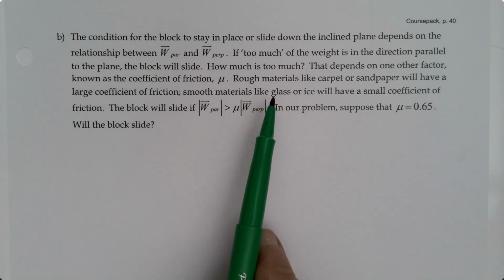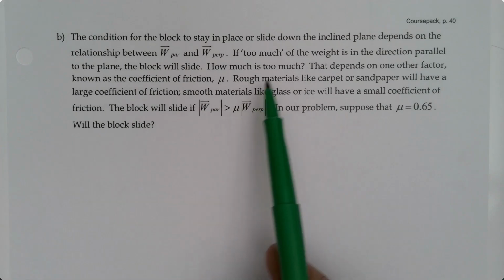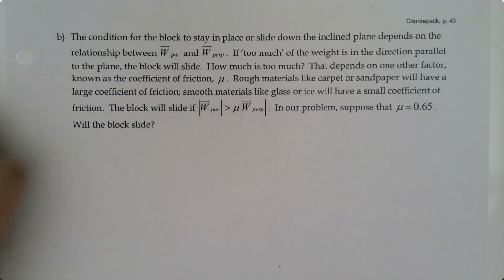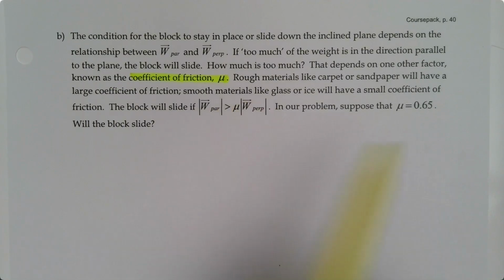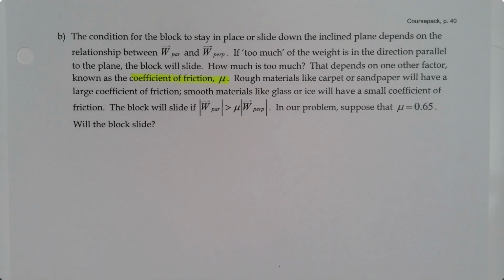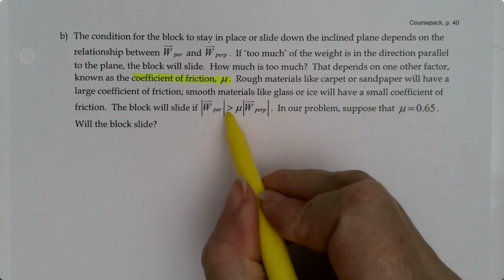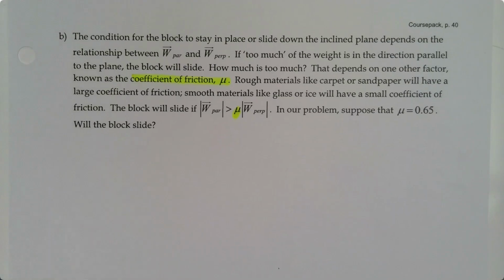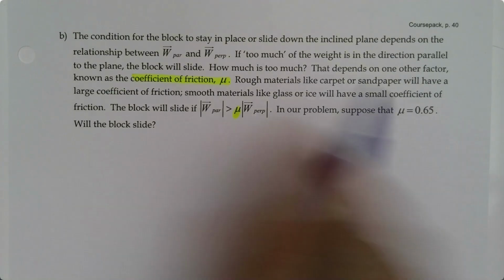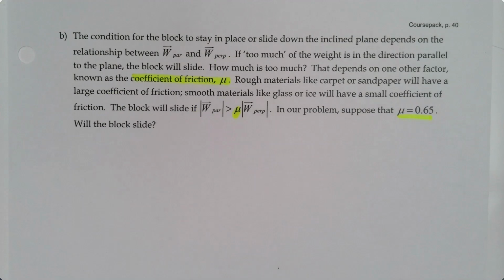But how much is too much? That depends on how rough the material is, because you have this thing called a coefficient of friction. Rough materials, sandpaper, that kind of thing, are going to have a large coefficient of friction, whereas glass would have a low coefficient of friction. So we're going to suppose that our coefficient of friction in this particular case, and here's mu right here, is 0.65. Mu is a Greek letter, the M sound.